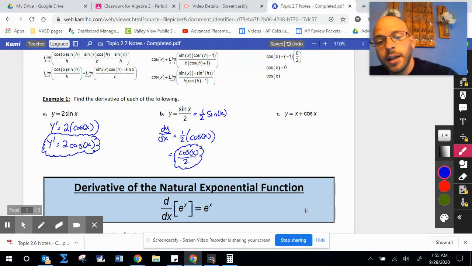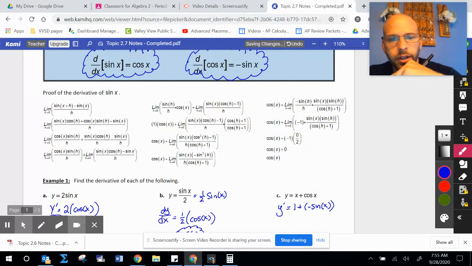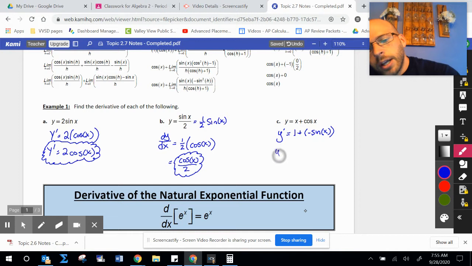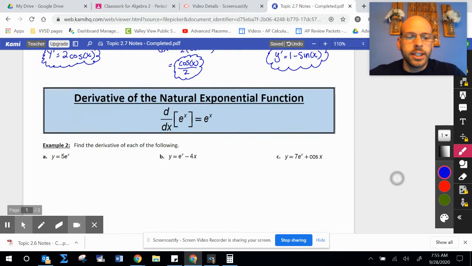Feel free to pause. Try to do part C. I'm going to do it here in a second. So I'm going to call it y prime. You can use dy dx. Derivative of the x is just 1. Derivative of cosine, well, we know from above, is a negative sine of x, right? So if you look up here, cosine is a negative sine. So I would write my derivative as a 1 minus sine of x. And this would be the derivative.